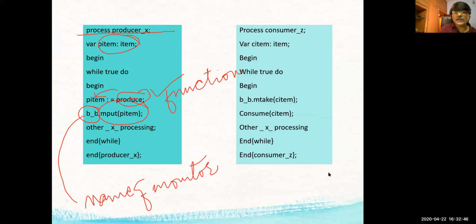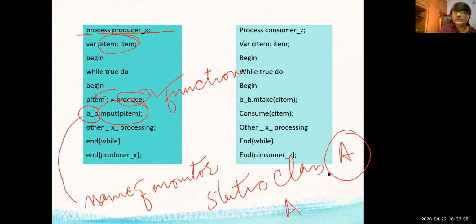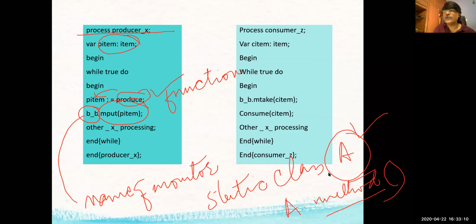It is something like in Java, when you declare a class as static, say static class A, then whatever methods are there in class A, you can invoke the method by using the class name, A dot method. We need not create the object. So b underscore b is the name of the monitor, and within that monitor there is a function called input. The producer is calling the function input by using the name of the monitor. B underscore b dot input means invoke the function input present in the monitor b underscore b.